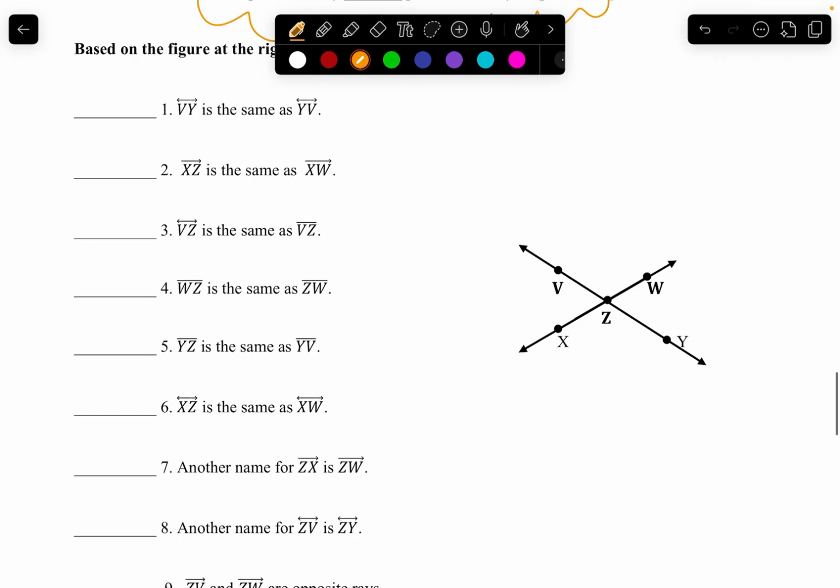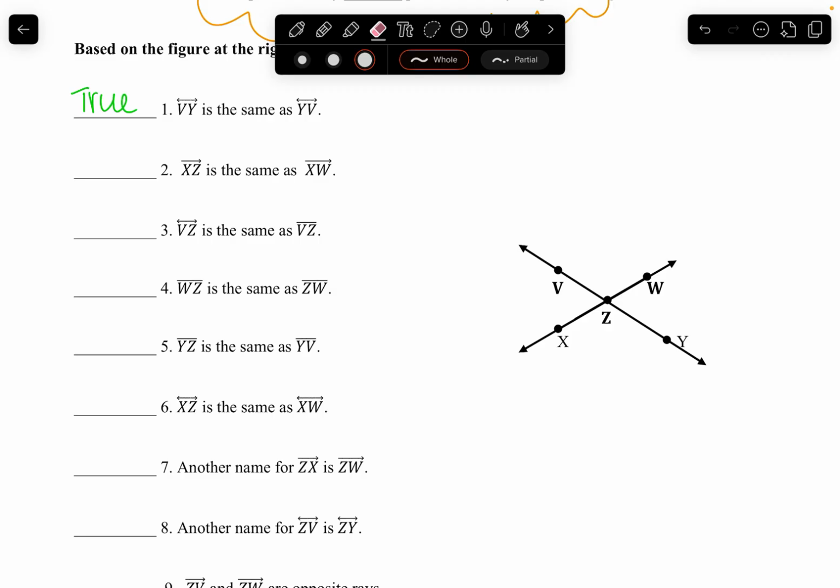So what we're gonna do is we're gonna first look at VY is the same as YV. It's important that you look at the symbols at the top of these. Both of these symbols are line symbols. And if you think back to when we did our lines, remember that you can name a line using any 2 points and the order doesn't matter. So I am going to look at YV, which is here, is going to be the same as VY, which is also here. So those 2 lines are the same line. They just switched the order of the letters, but that is okay. So this is going to be considered true.